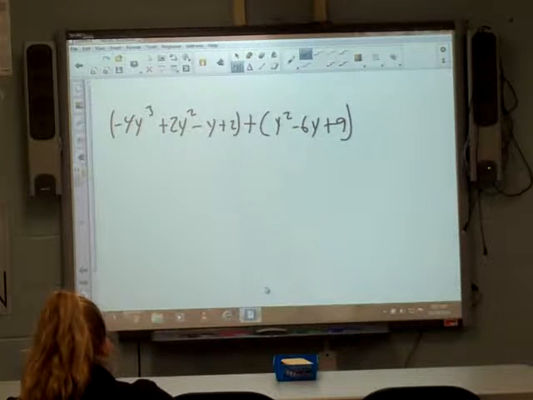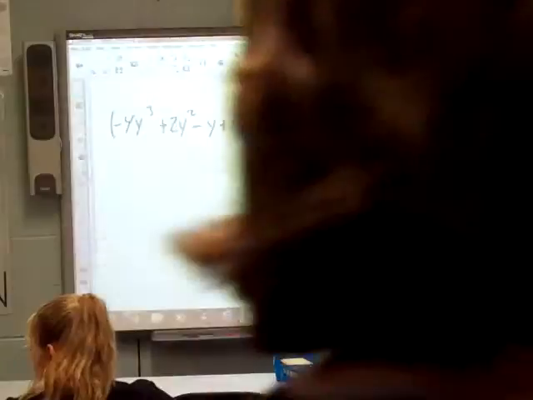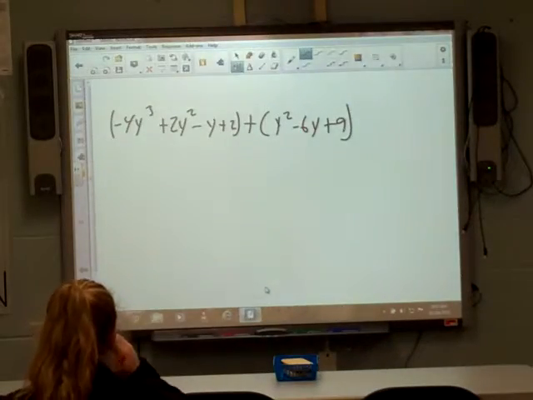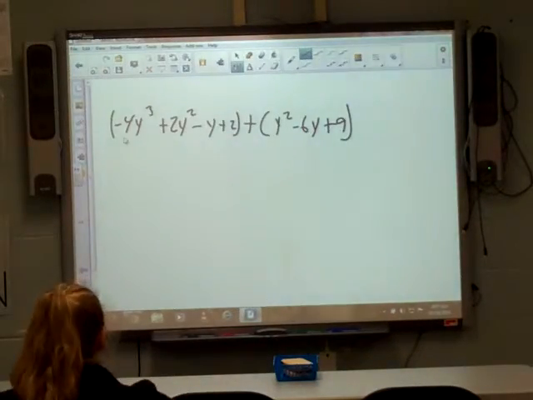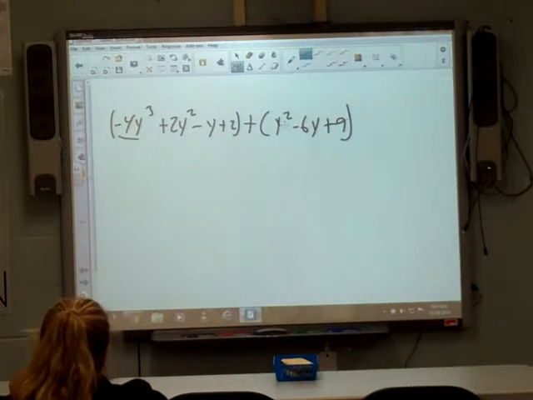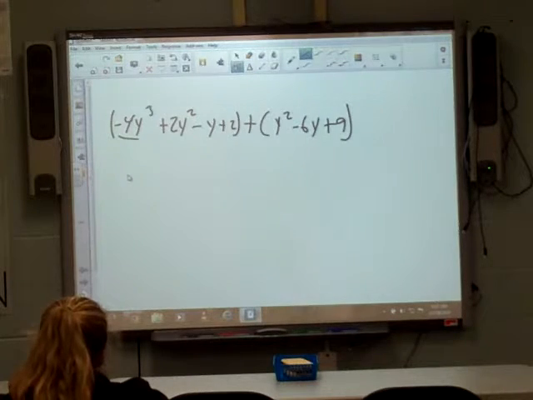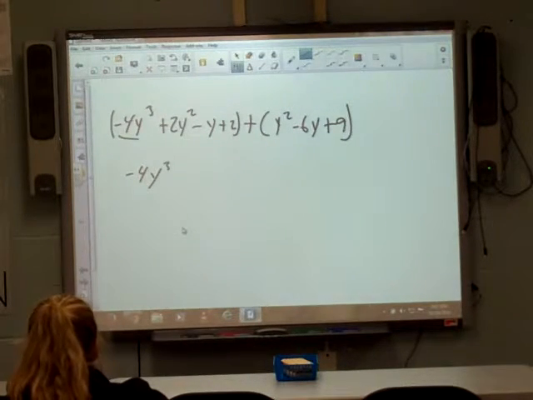Alright, you could go either method that you wanted here. Since it was already written out horizontally, I would keep it like that, so I would do some like term hunting. So I've got a negative 4y cubed. Is there another y cubed over here? No, so negative 4y cubed plus nothing just stays negative 4y cubed.